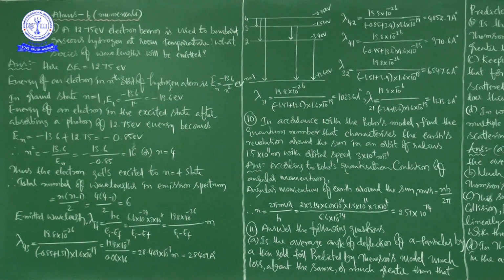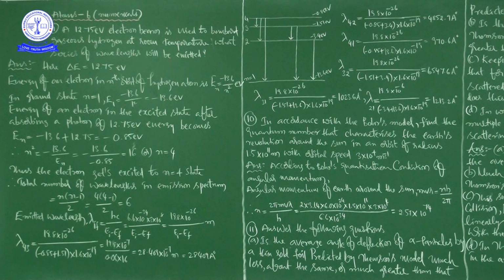Minus 13.6 divided by minus 0.85. Okay, so it will give us 16. When n square is equal to 16, n is equal to 4, right? So thus the electron gets excited to n is equal to fourth state.